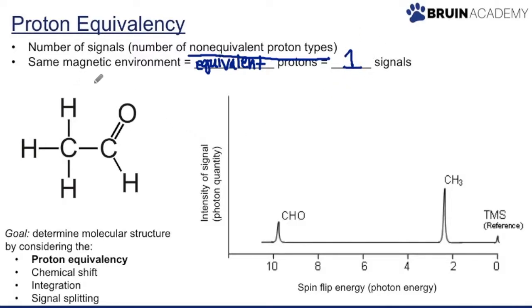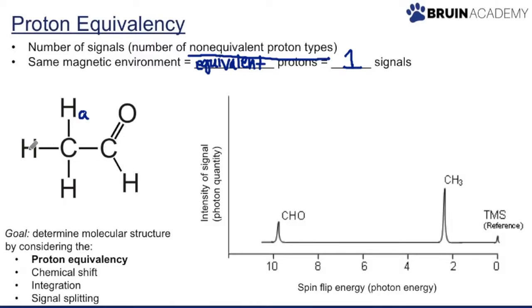So, for example, let's take a look again at ethanol. Here we have a methyl, we have an aldehyde. And this hydrogen, let's take a look at this hydrogen specifically. I'm going to label it HA. This hydrogen is attached to a carbon, this carbon is attached to a carbon, and this carbon is attached to an oxygen and a hydrogen.